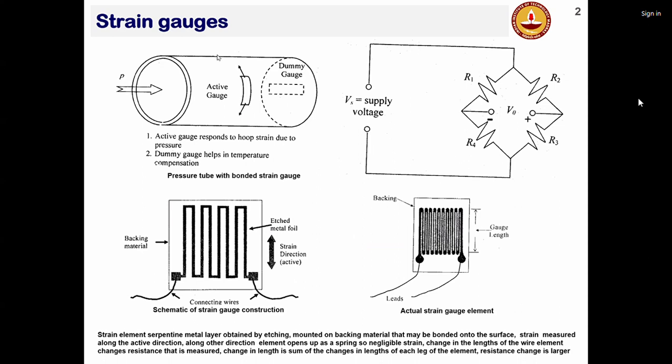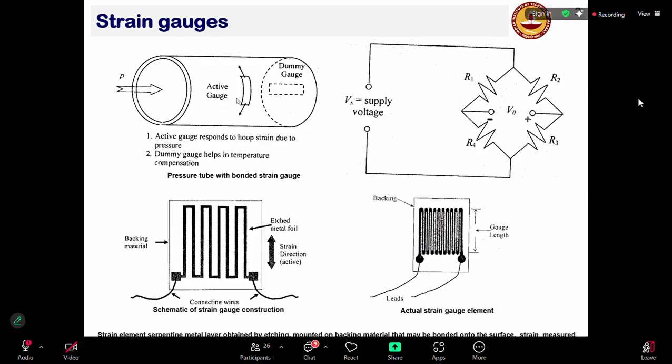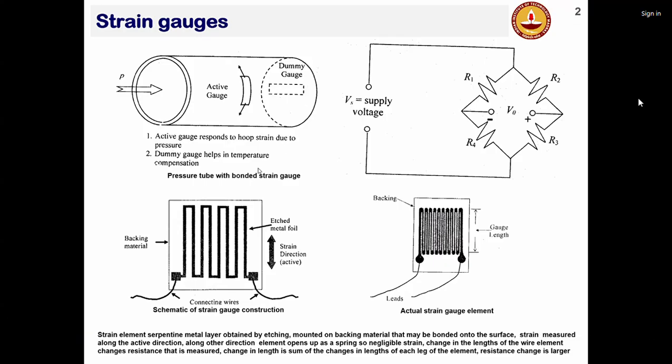Differential strain or the hoop strain. And typically, since the resistance is a very strong function of temperature, to take care of any temperature change that may be happening during the pressure measurement, we have a dummy strain gauge which takes care of temperature fluctuation.